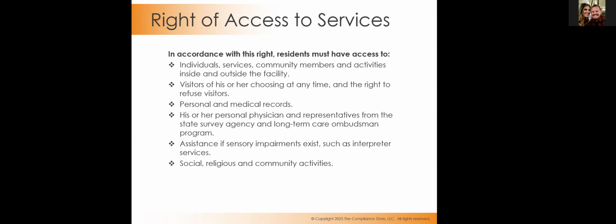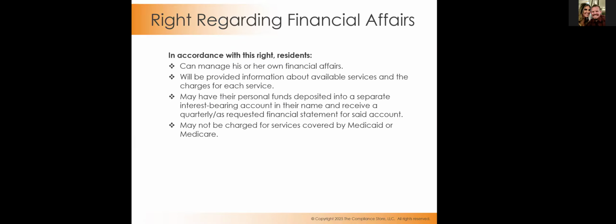If there's an issue that a patient is having and you want to give them the licensing criteria on who they should contact, it would be CDPH. And that's lined out in the residents' rights admission packet that we have. And we'll also be giving them access to social, religious, and community events, and obviously interpretive services if they need them.